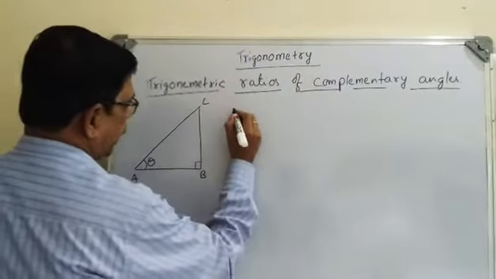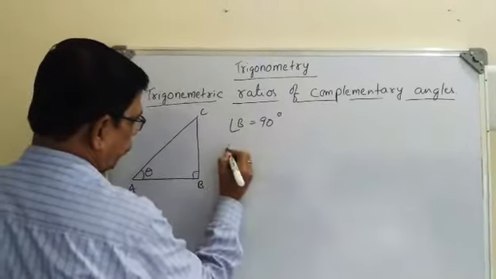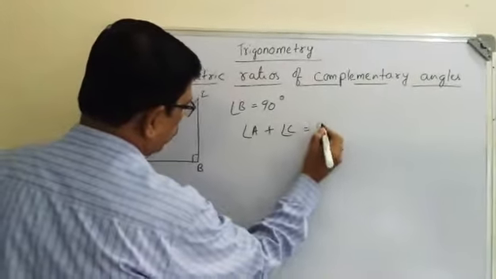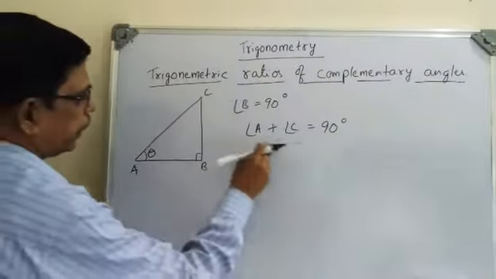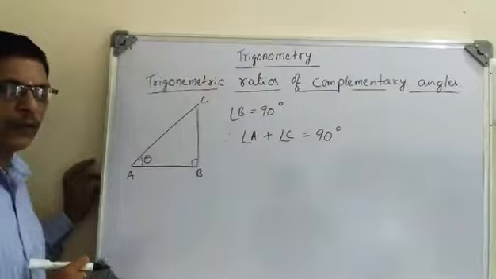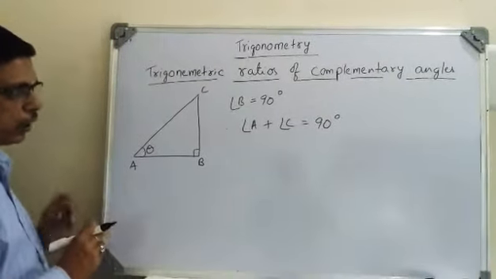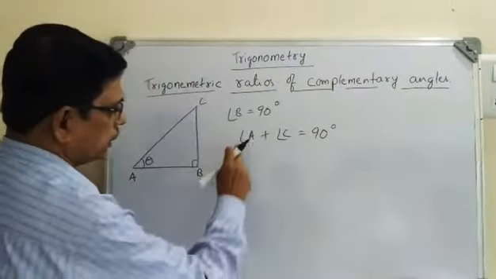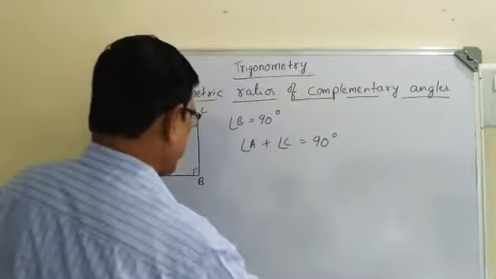Now since angle B is equal to 90 degrees, therefore we can say that angle A plus angle C is also equal to 90 degrees. That is nothing but A and C, they are a pair of complementary angles. What is a complementary angle? The sum of the two angles must be equal to 90 degrees.